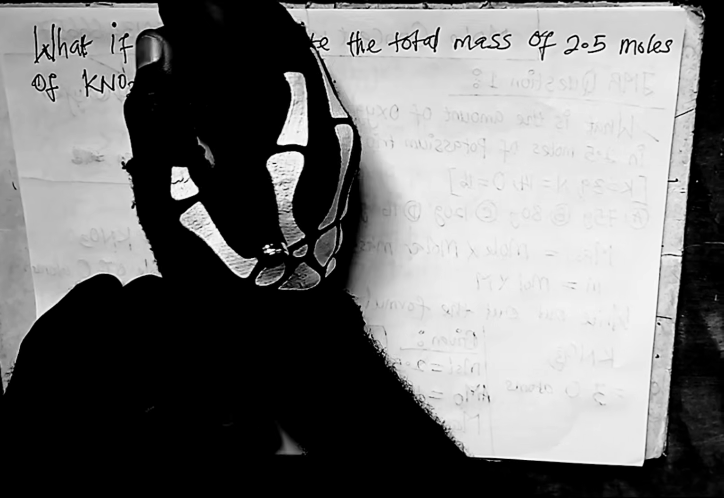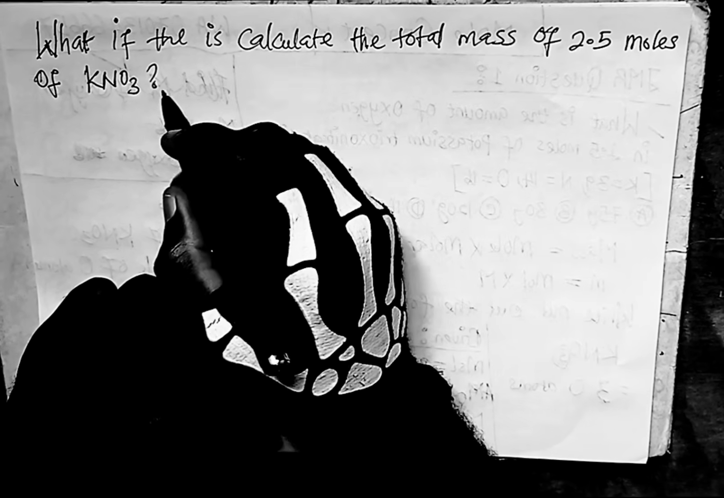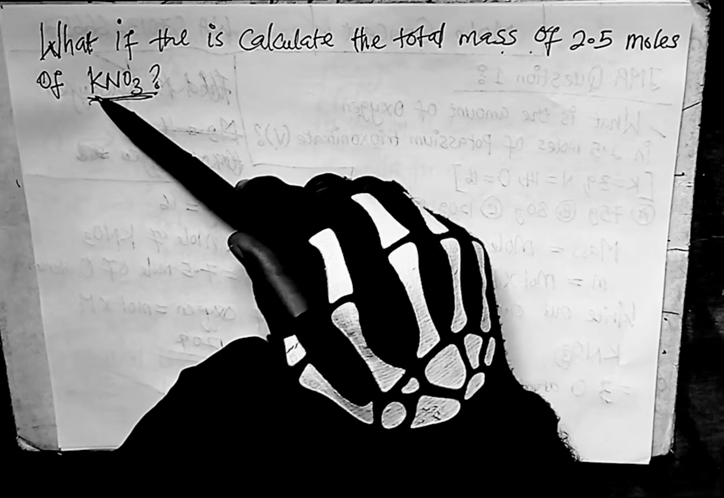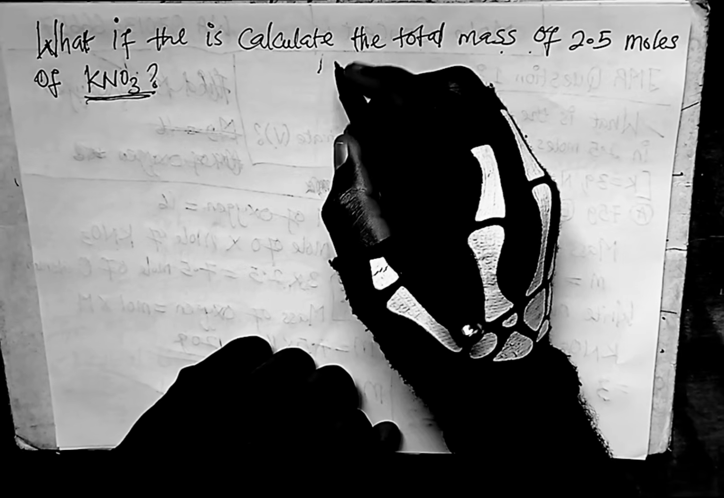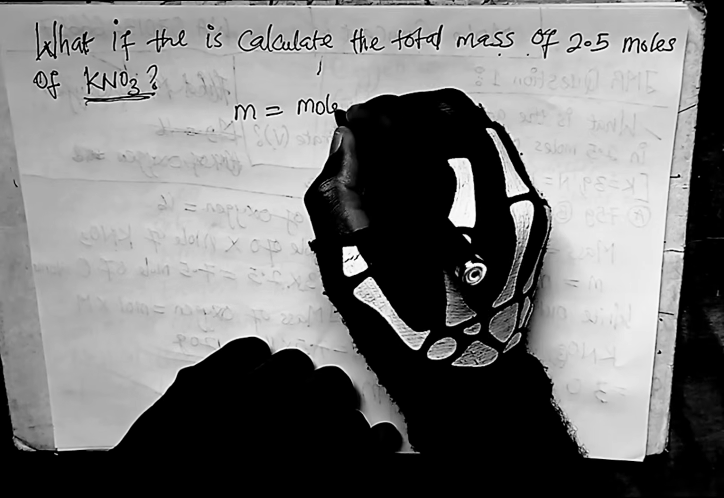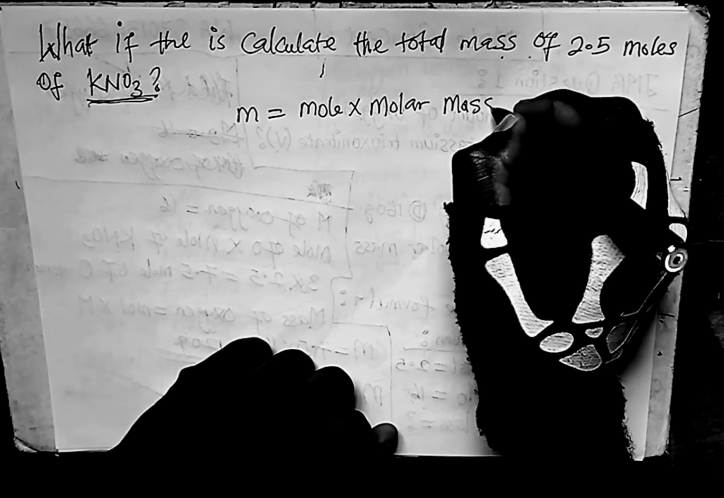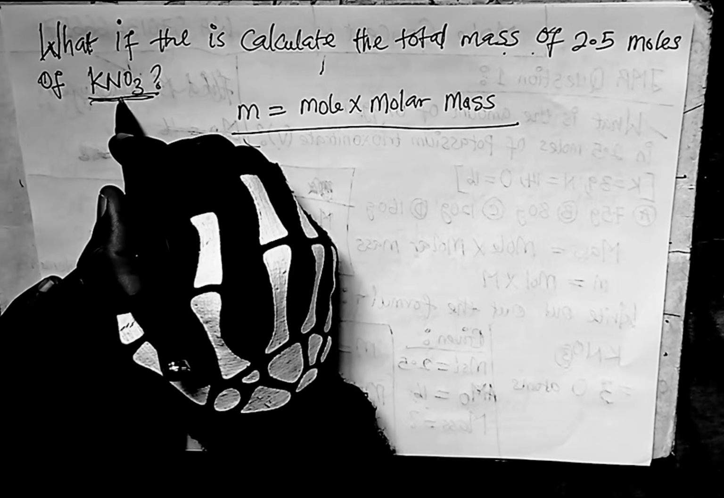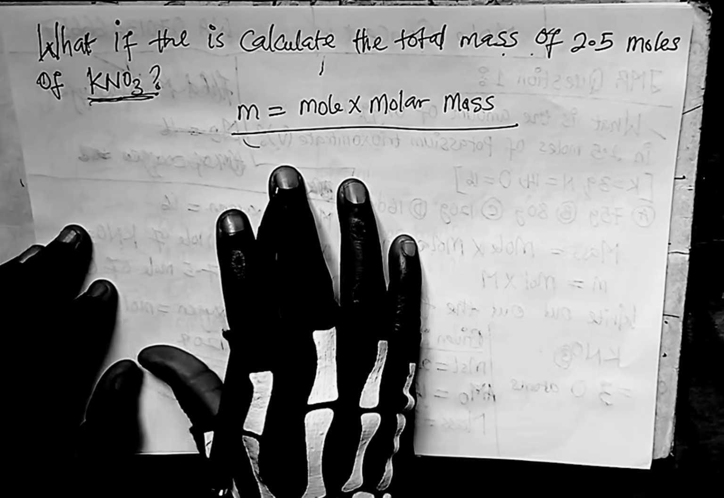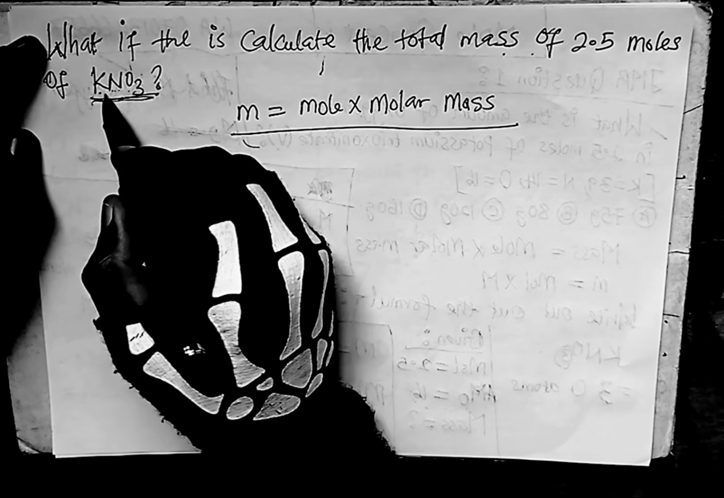Let me quickly show you how to calculate it. It's the same thing, very simple. The first thing to do here is to calculate the molar mass of this. Since we are calculating the total mass of 2.5 moles, the mass is equal to mole times molar mass. This is the formula we will use. How do we calculate the molar mass? It's very easy. Find the molar mass of each of them. They gave it in the question.